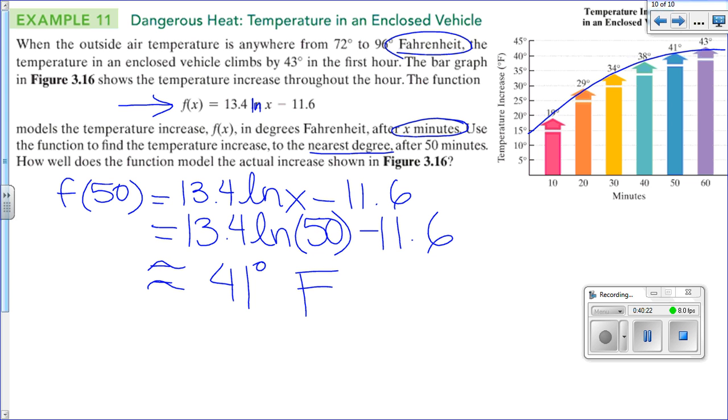Now, to answer the question, how well does the function model the actual increase? Actually, it models the increase extremely well, because if you look at your graph, it is actually there. After 50 minutes, the temperature will be 41 degrees. Not that it will be 41, but it will increase by 41 degrees.